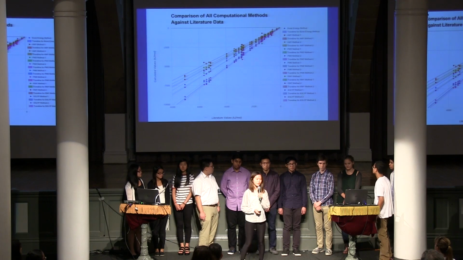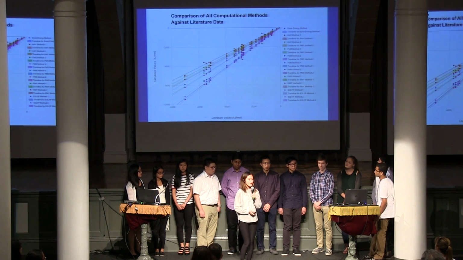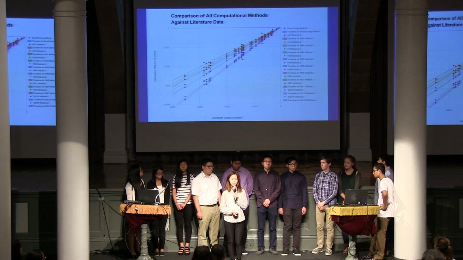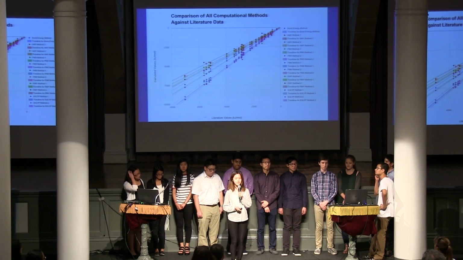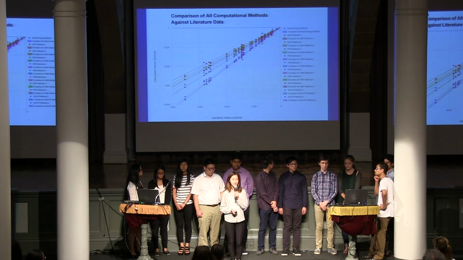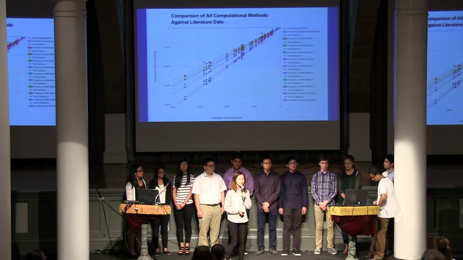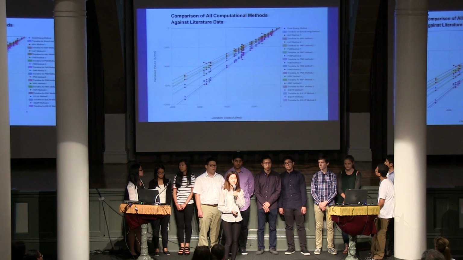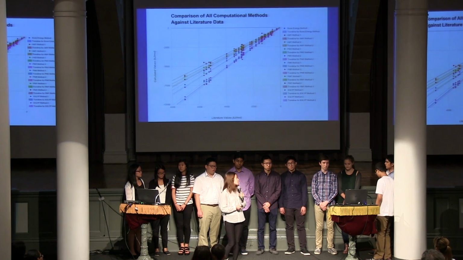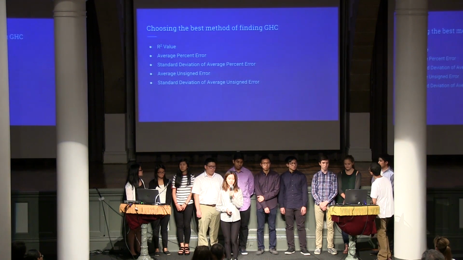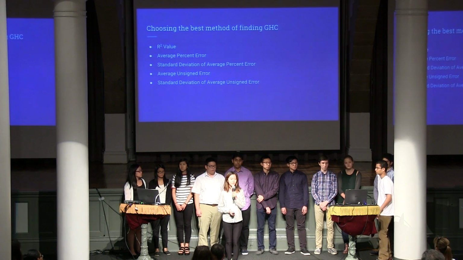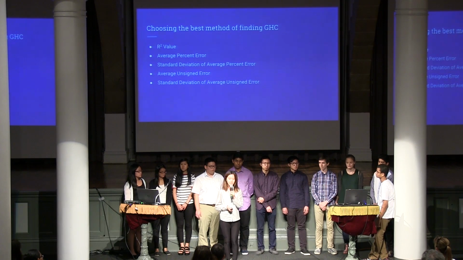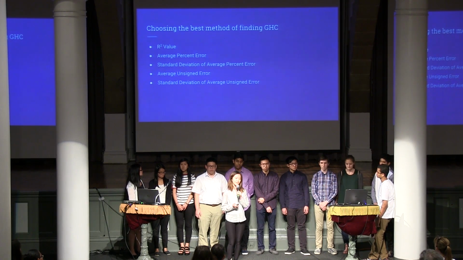So how exactly did we find the best computational method? As you can see, first we graphed all 11 methods against literature values, in order to determine the linear regression or the R-squared value. However, we realized that all the R-squared values were too similar to each other, so we didn't view this method of comparison as reliable. So we implemented 4 other statistical factors, such as average percent error, standard deviation of average percent error, average unsigned error, and standard deviation of average unsigned error.